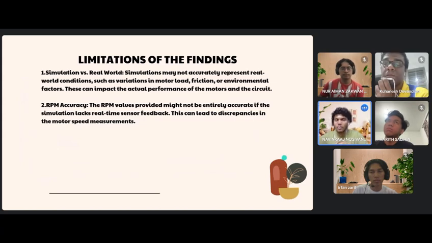Regarding the RPM accuracy, the RPM values might fluctuate because it's not entirely accurate. It lacks real-time sensor feedback. So discrepancies might occur when we look at the RPM. Next.